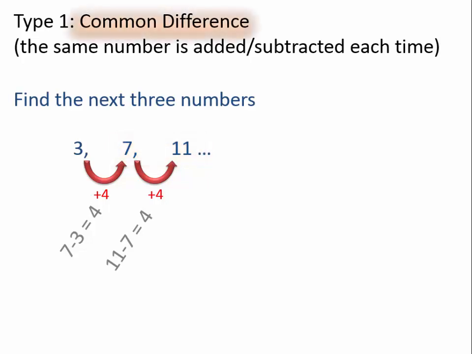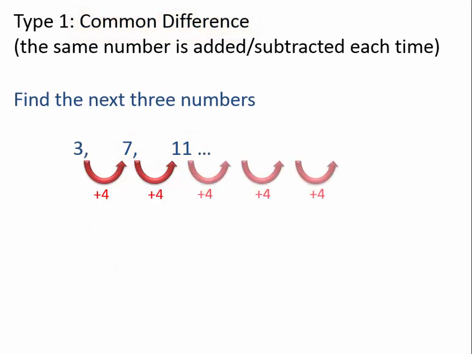So let's add 4 to each of them. 11 plus 4 is 15, plus 4 is 19, plus 4 is 23. So the next three numbers are in green there, 15, 19, and 23.